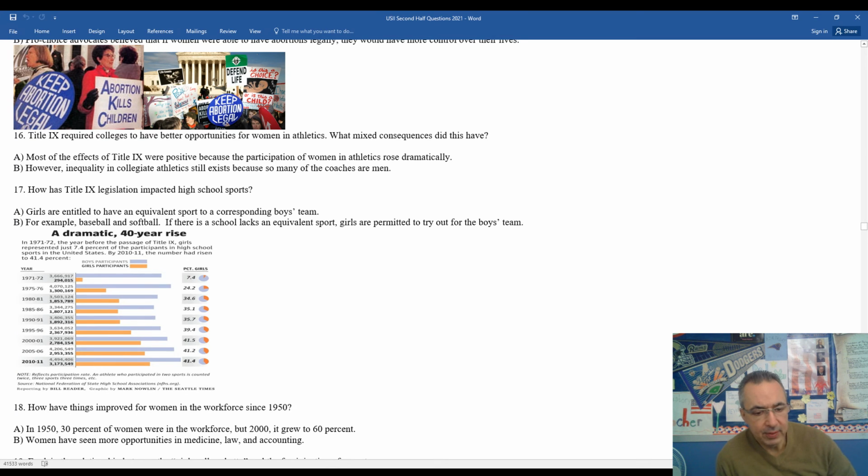How have things improved for women in the workforce since 1950? In 1950, 30% of women were in the workforce, but by 2000 it had expanded to 60%, more than double. Women have seen more and more opportunities in things like medicine, law, and finance.